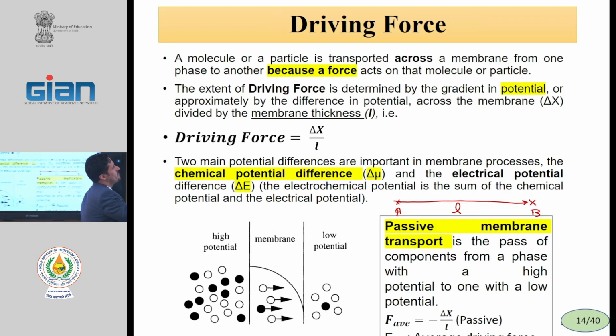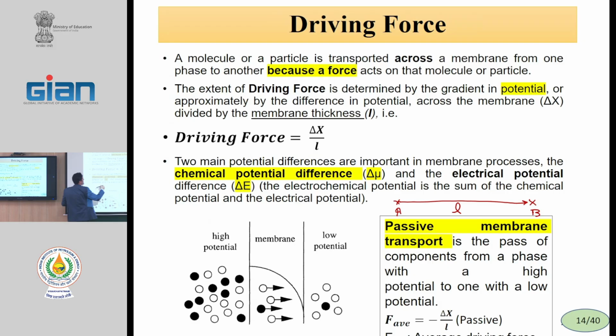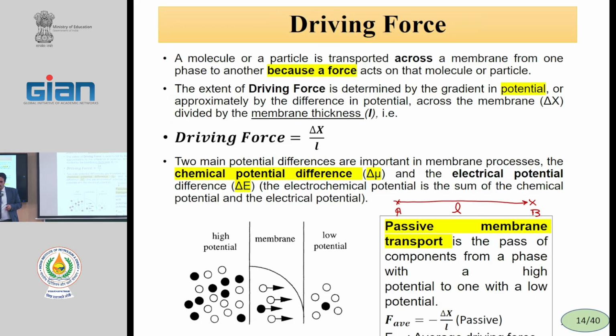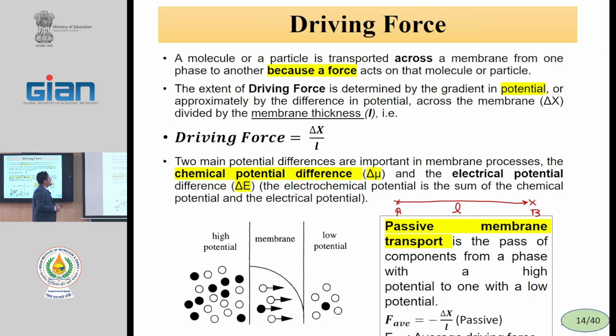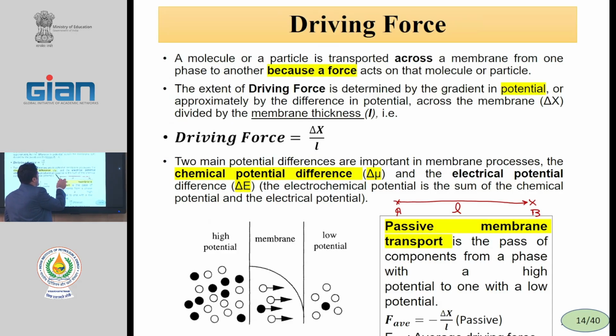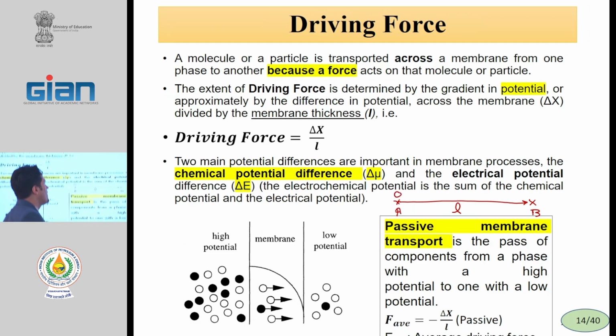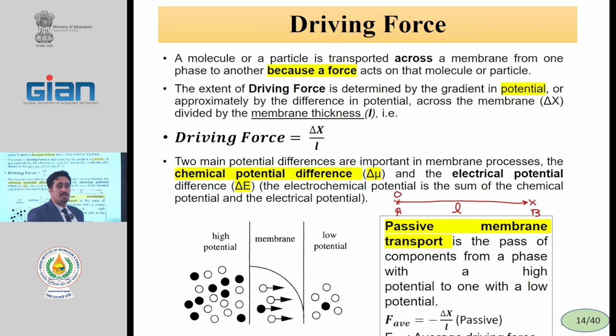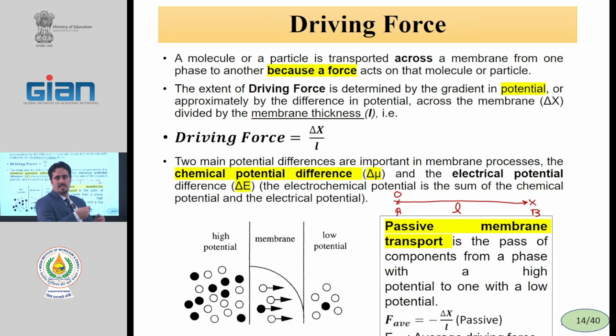And delta X is the driving agent: delta P, delta E, delta C, delta T, which is generally named the chemical potential difference. For passing of a particle, a molecule, from point A to point B, we need a chemical potential difference. This chemical potential difference can be pressure, temperature, concentration, or electrical potential.